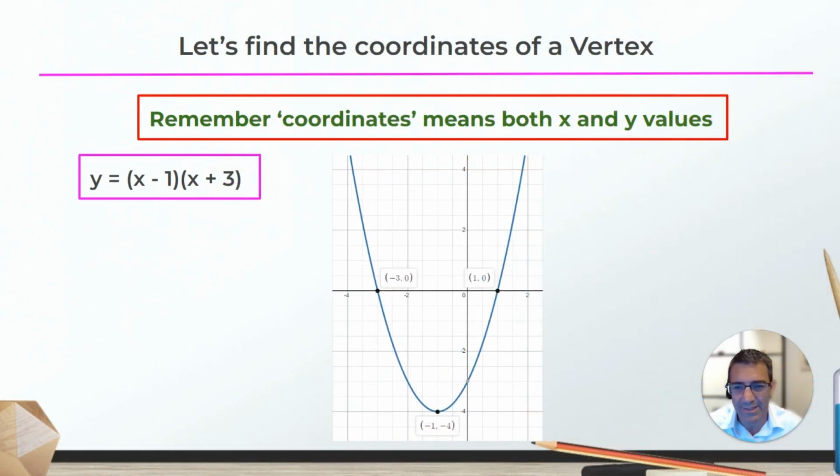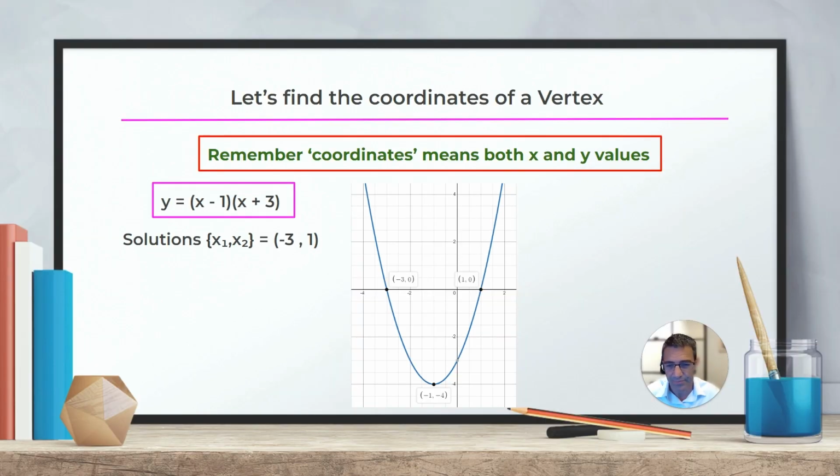Here's a quadratic, which is x minus 1 times x plus 3. You'll notice that it crosses at negative 3, 0 and at 1, 0. And at this point, you can ask yourself, okay, so these are the two solutions, negative 3 and 1. What is the midpoint of negative 3 and 1? What's the average of those two numbers? To find the average of two numbers, we can add them together and divide by 2.